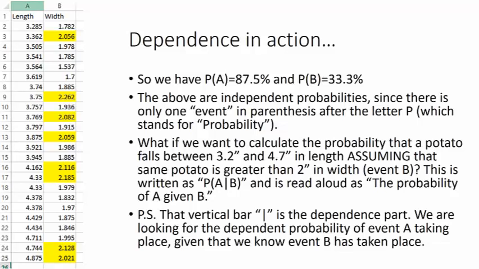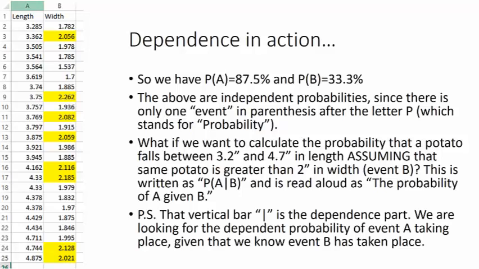Maybe it looks like two dashes on your keyboard, but it's basically just a vertical bar. And then the letter B, and then the end parentheses. So when we read that aloud, P(A | B), we read it aloud as the probability of A given B.